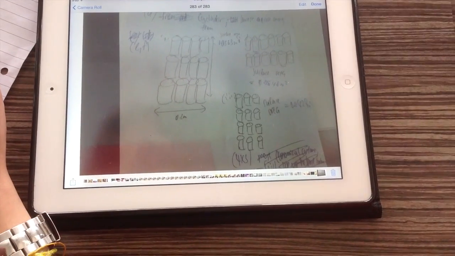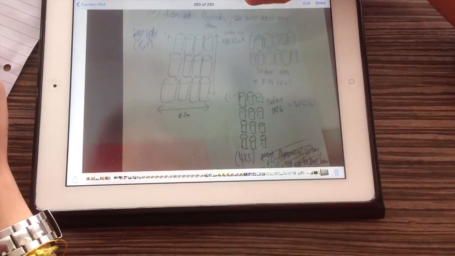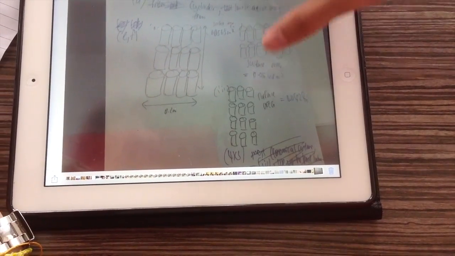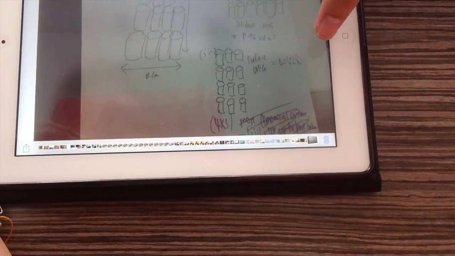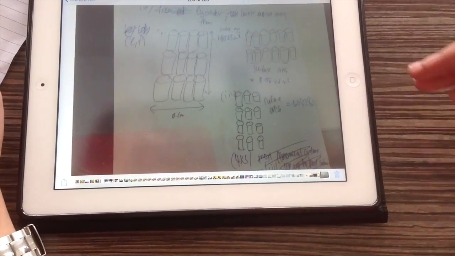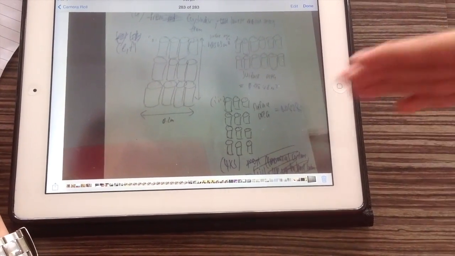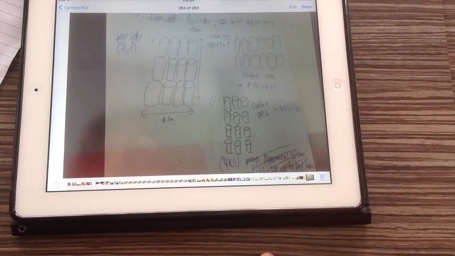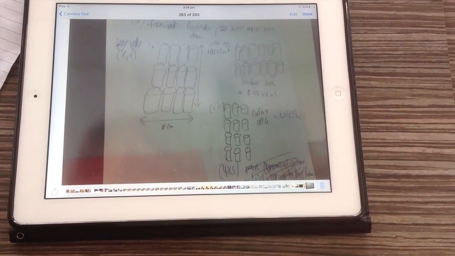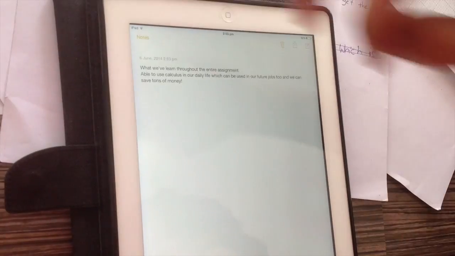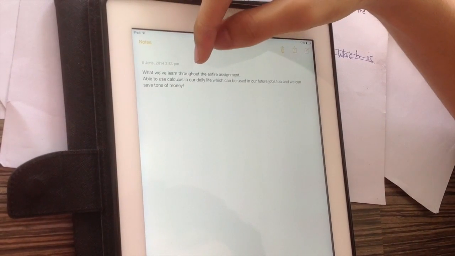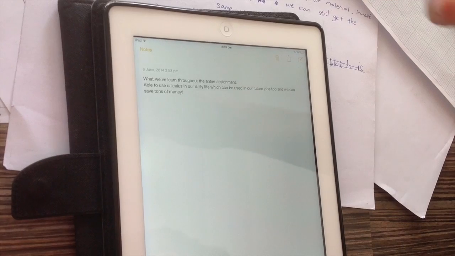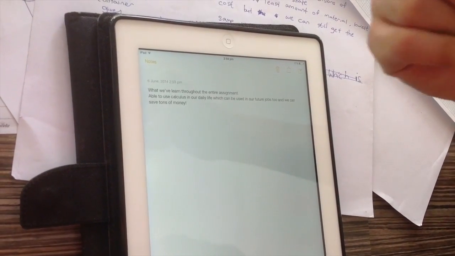For the total surface area, 3 times 4 gives 0.0565, 2 times 6 gives 0.0848, and 4 times 3 gives 0.0428. So we can confirm that the total surface area for 4 times 3 is the lowest. If we arrange the cylinders in this form, we get the lowest total surface area, which is also the lowest cost. Throughout the entire assignment, we are able to use calculus in our daily life, which can be used in our future jobs, and we can save lots of time and make lots of money using this application.